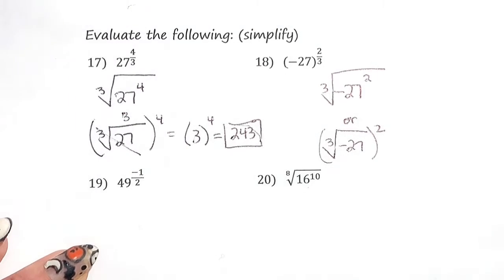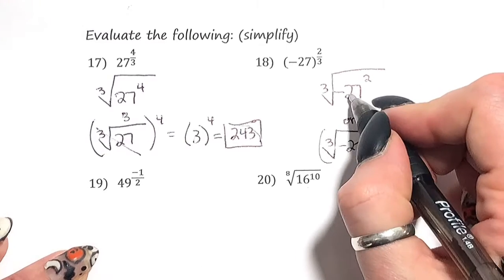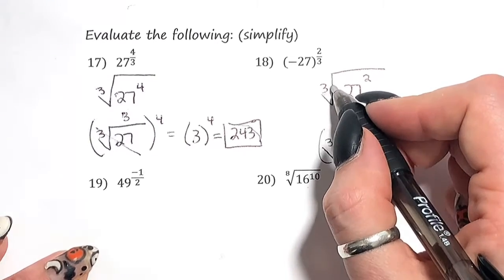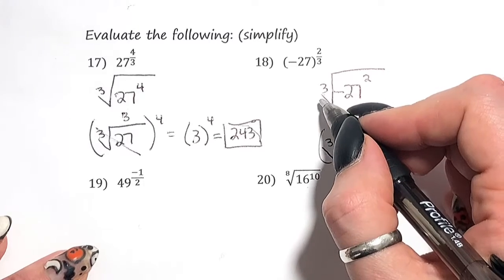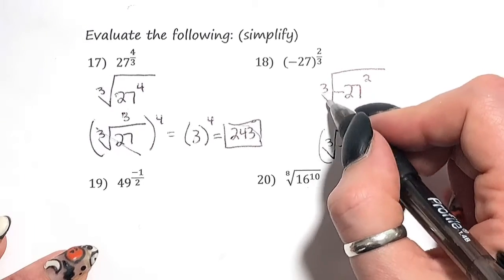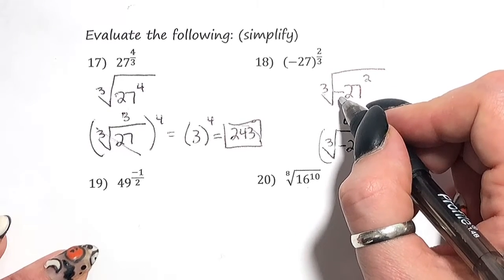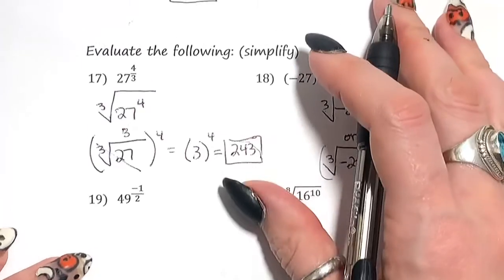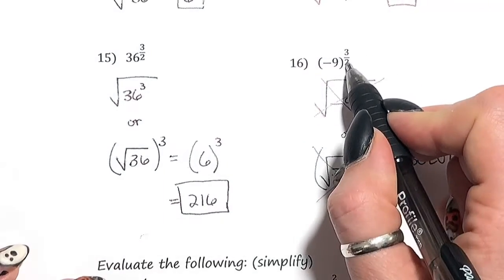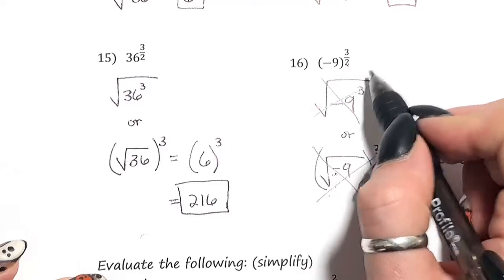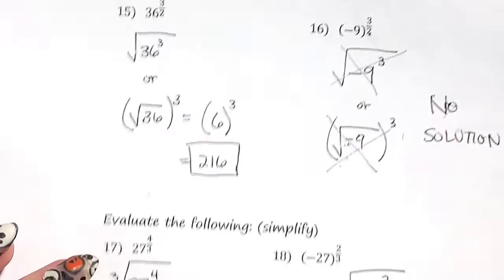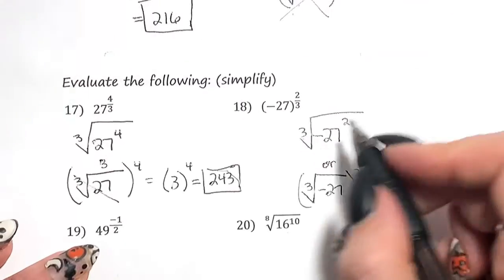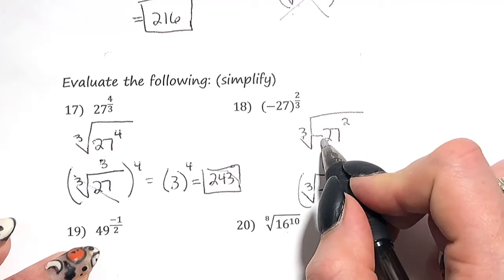So on this one, we do have that negative, but we're doing a cube root. So whenever it's an odd number, like 3, 5, 7, you can do negatives. It's only our even roots that we can't do negatives. So like up here, we had a square root. 2 is an even number. You can't take an even number root with a negative number. But we can do an odd number root with a negative.